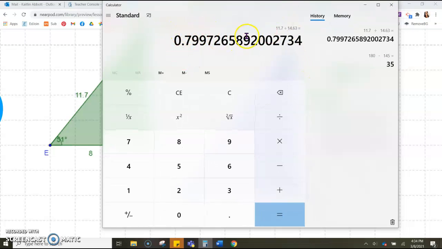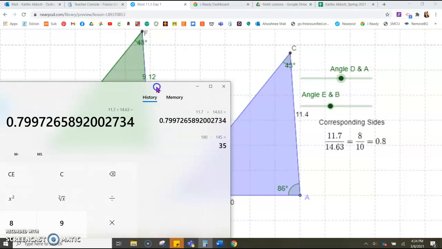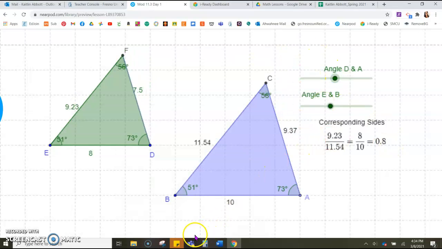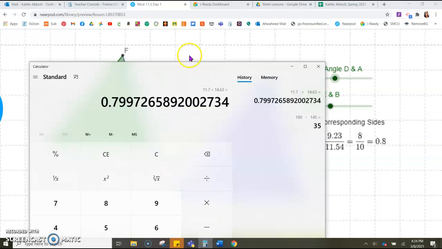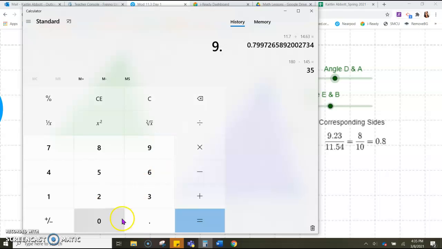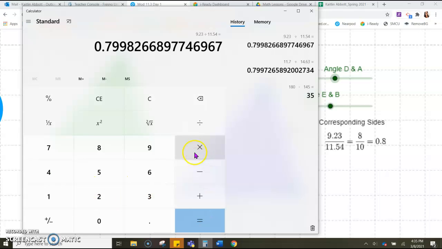All right, well, that's not a good example because that's really close to 0.8. It must be because I didn't write out 0.7. I did another one, 9.23. Try another one. 9.23 divided by 11.54. Okay, I did this on my calculator and I was getting 0.8. It would round up to 0.8. This is really close to 0.8.